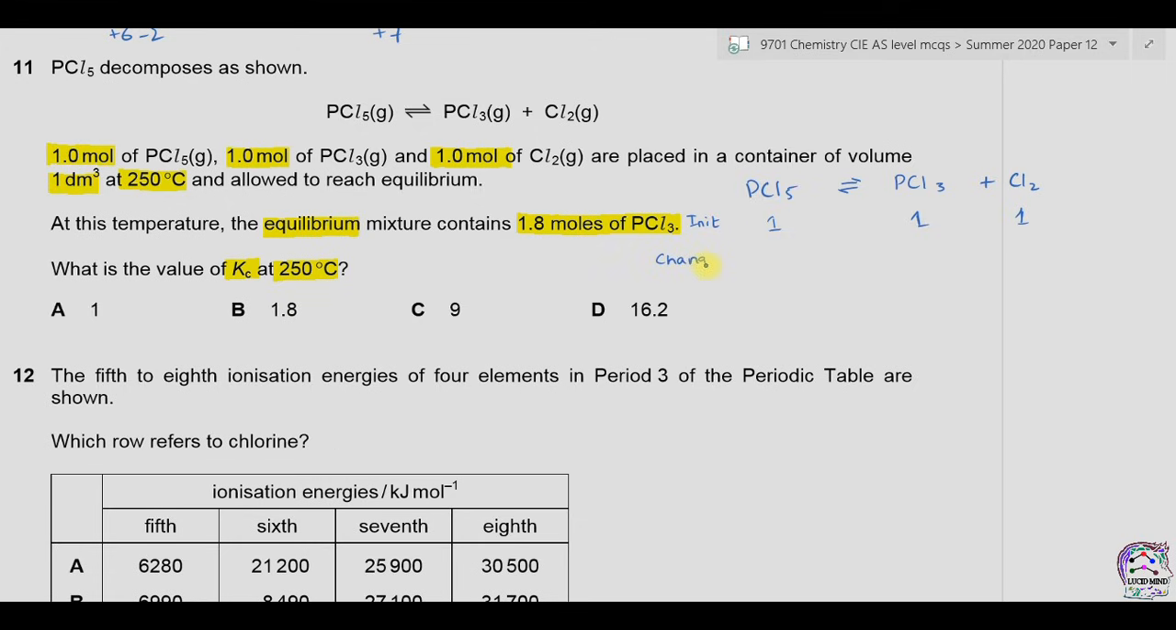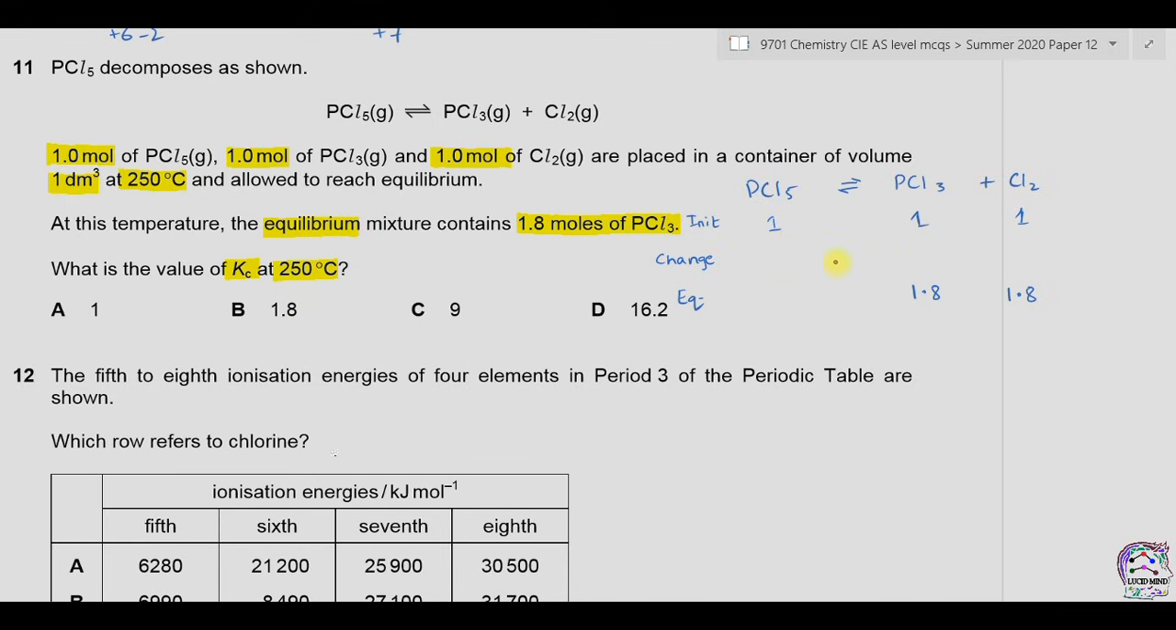Second is the change in concentration. We'll find it later. And third is the equilibrium concentration. Now at equilibrium, the question says that the mixture contains 1.8 moles of PCl3. As the number of moles of PCl3 and Cl2 is equal, therefore Cl2 must also be 1.8 at equilibrium.